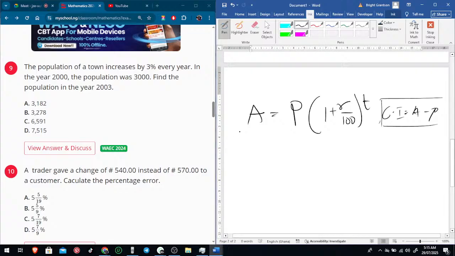So they say the population of a town increased by about 3% every year, right? In the year 2000, the population was 3,000. So that's the original, the principal. 3,000 times 1 plus 3%. The t is the number of years from 2000 to 2003. How many years? 3 years. 2000, 2001, 2002, 2003. Do you get it?